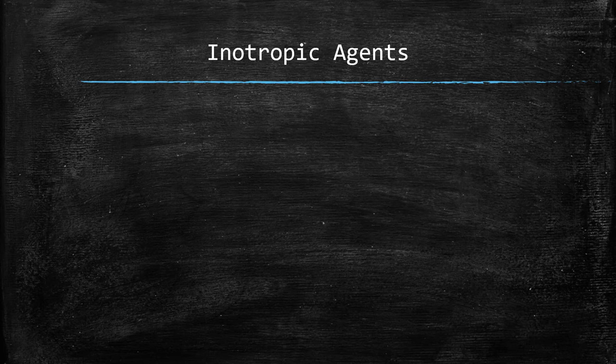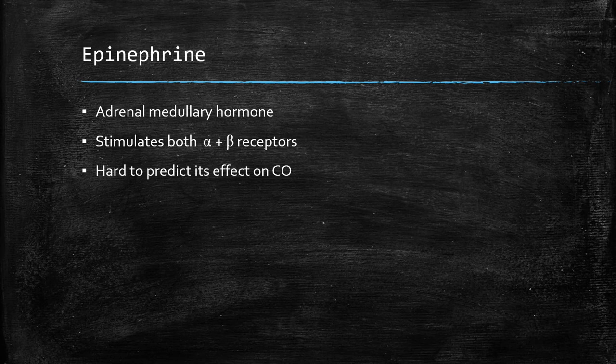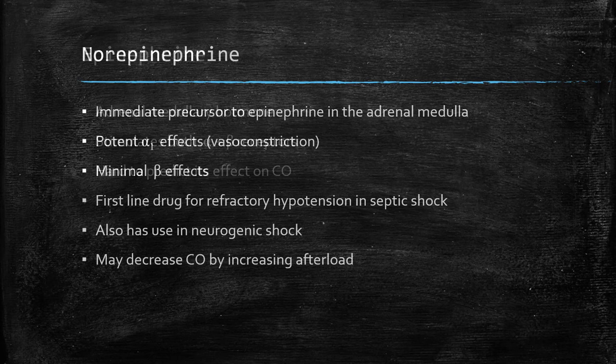Let's now discuss some of the most common cardiovascular drugs used in the surgical intensive care unit. We'll start off with the inotropic agents. Epinephrine is the primary catecholamine produced by the adrenal medulla. It stimulates both the alpha and beta receptors equally. This makes it difficult to predict the overall effect of epinephrine. You may use it to increase myocardial contractility and heart rate with the intent of increasing cardiac output. However, if the alpha effects predominate, you may actually get a decreased cardiac output.